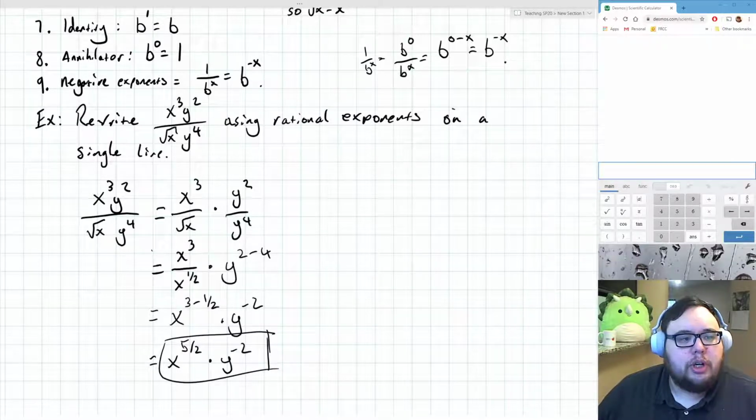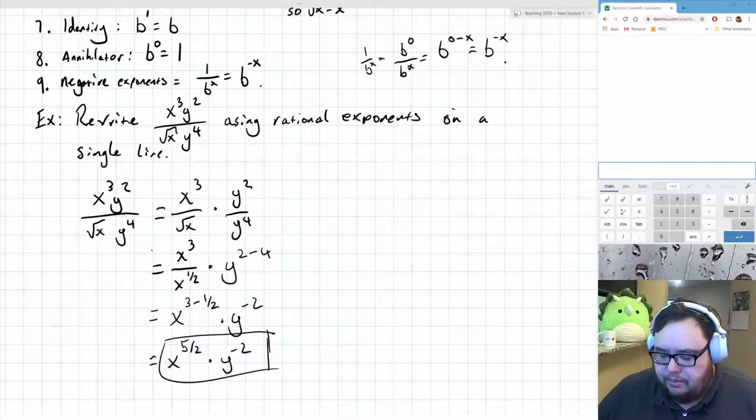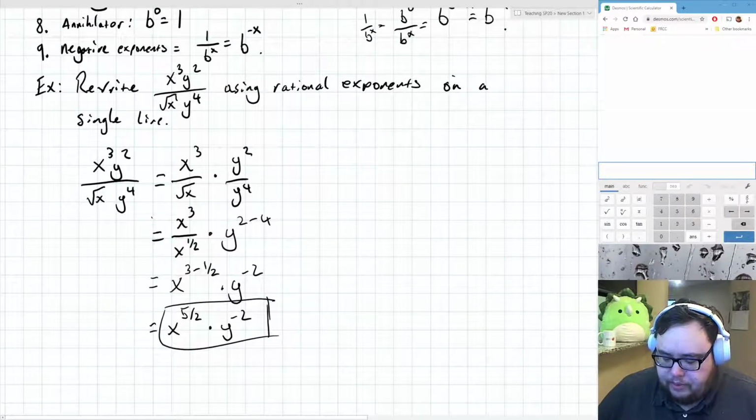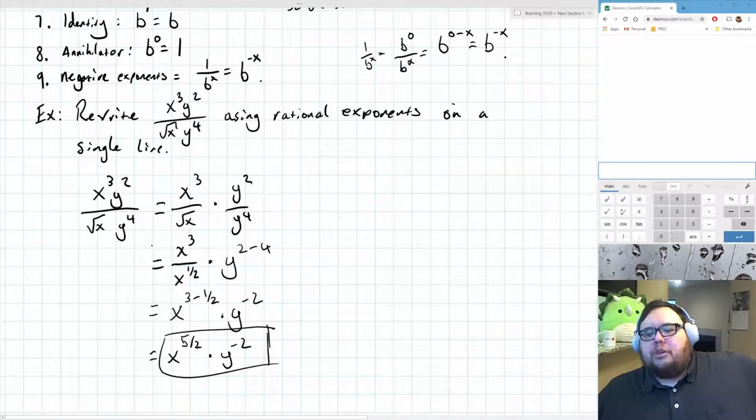It's also possible to go back and do this the other direction, to rewrite it using radical notation instead. So, any questions about these properties of exponents?